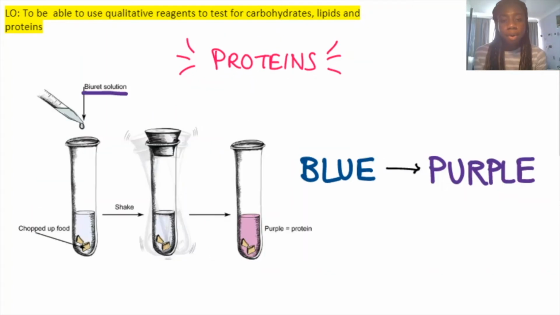When we're testing for proteins, we need to add a few drops of Biuret reagent to our food sample. Biuret reagent is sodium hydroxide and copper sulfate mixed together. If protein is present, you'll see a colour change from blue to purple.